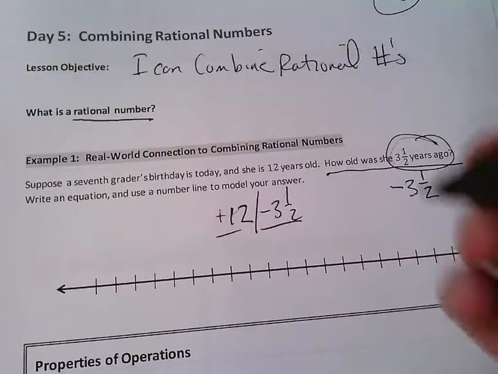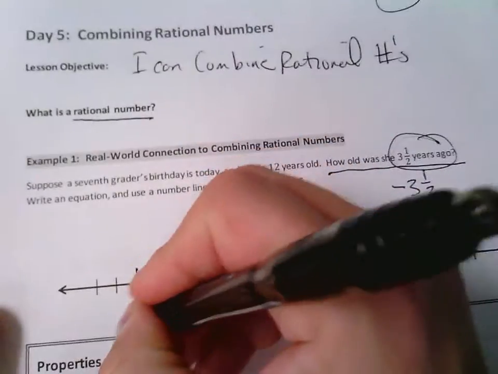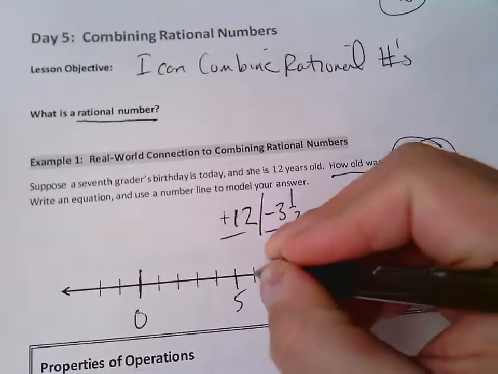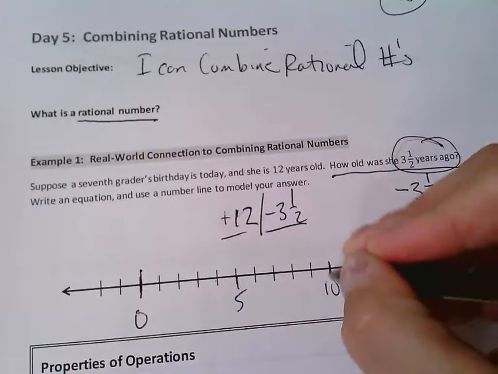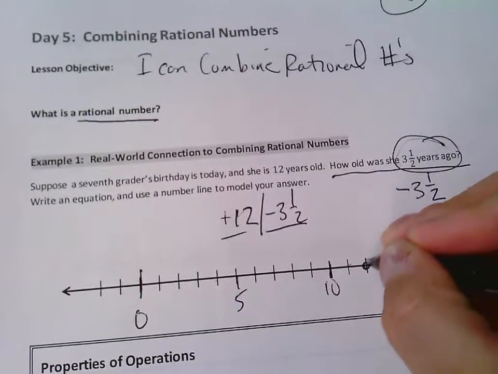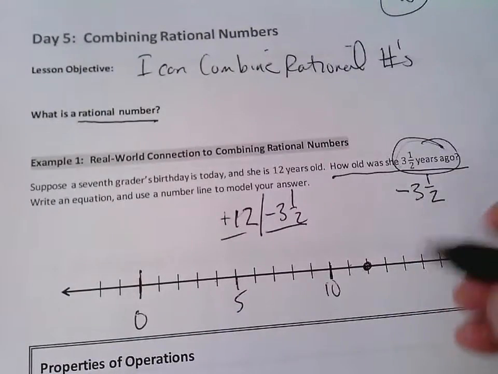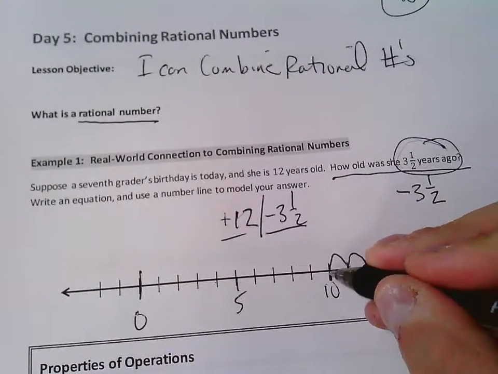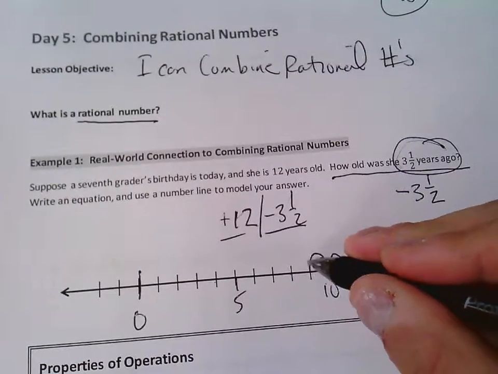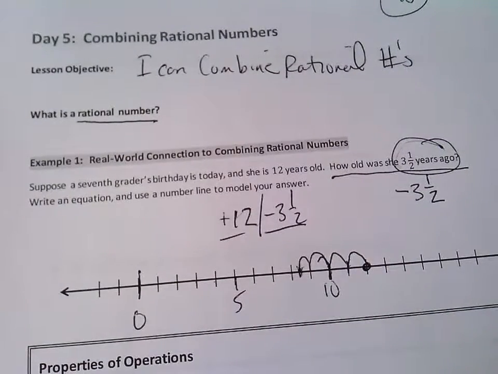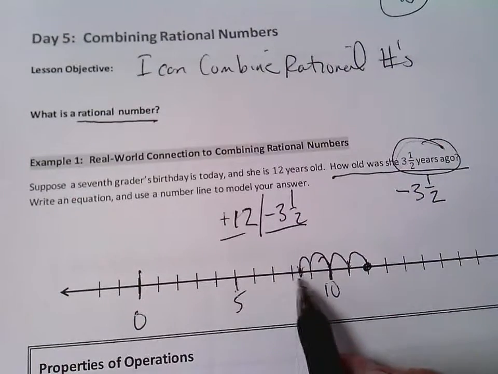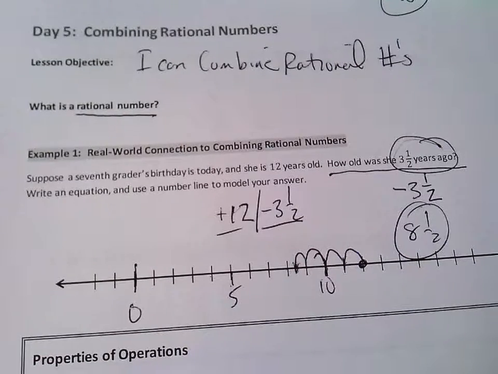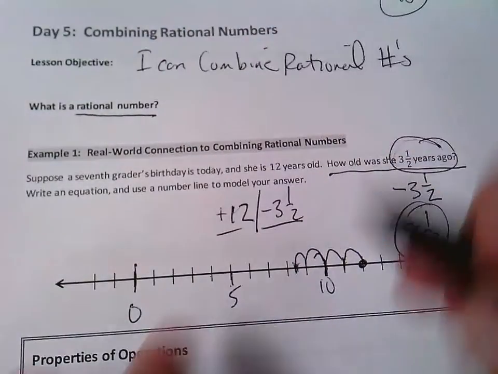All right, now on a number line, we could make this work pretty good. So here's 0. We'll go 1, 2, 3, 4. Here's 5, 6, 7, 8, 9, 10, 11, 12. So here's 12. Right? So she's 12 right now. 3.5 years ago. So we go back 1, we go back 2, we go back 3, and we go back a half. And where does that put us? That puts us at 5, 6, 7, 8.5 years old. Right?